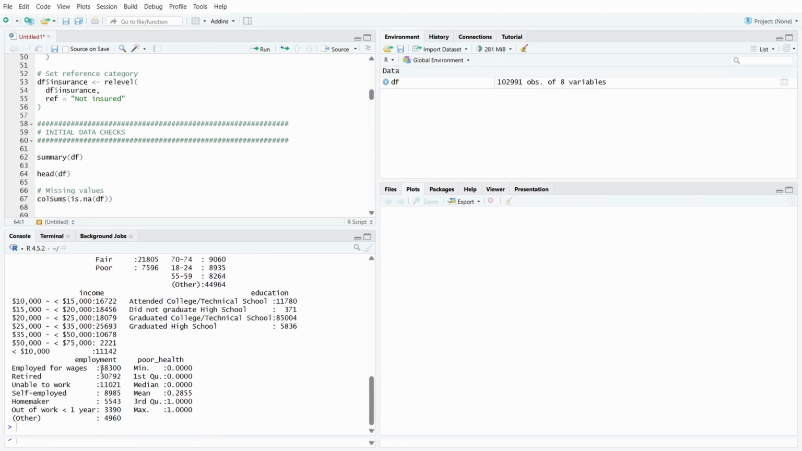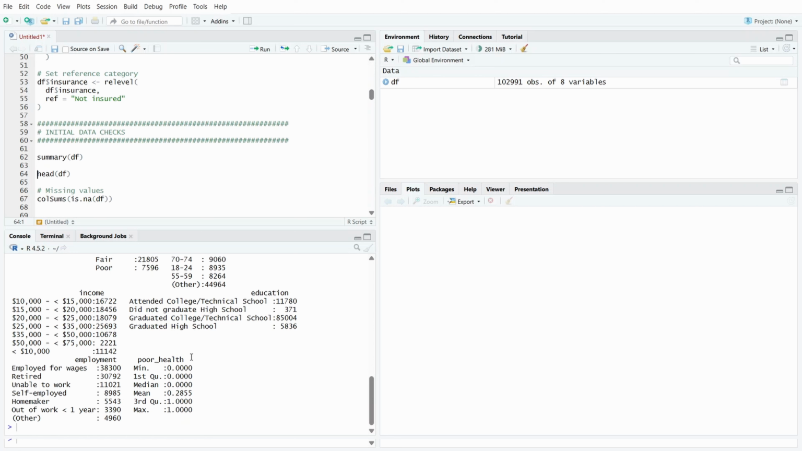Next, we review employment status. The largest employment category is employed for wages, with more than 38,000 respondents. The second largest category is retired, with over 30,000 respondents. This aligns with the older age distribution we observed earlier. We also see groups representing individuals unable to work, self-employed respondents, homemakers, and unemployed individuals. Together, these categories provide important socioeconomic context that may influence both insurance coverage and health outcomes.